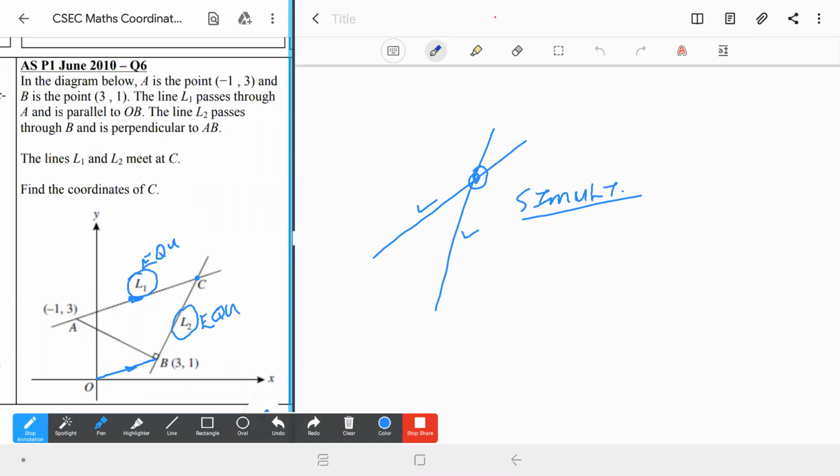So let's talk about line 1 first. To find the equation of line 1, we need a gradient and a point. We have a point already, but we don't have the gradient. But they told us it is parallel to this line down here, and parallel lines have the same gradient. The origin is 0, 0 and this point right here is 3, 1. So to go from this point to this point, you run 3, rise 1. So the gradient of this line is simply rise 1, run 3. As easy as that.